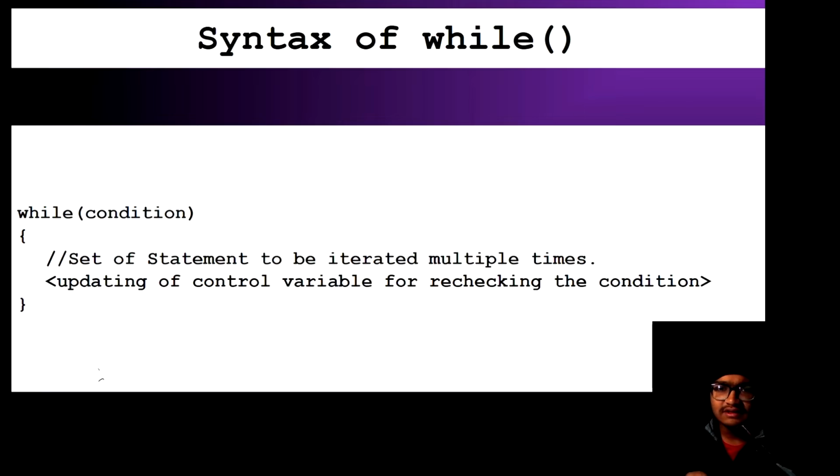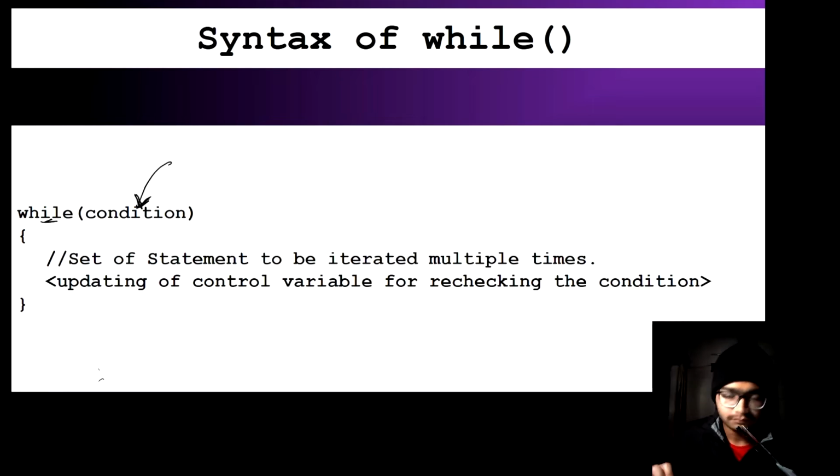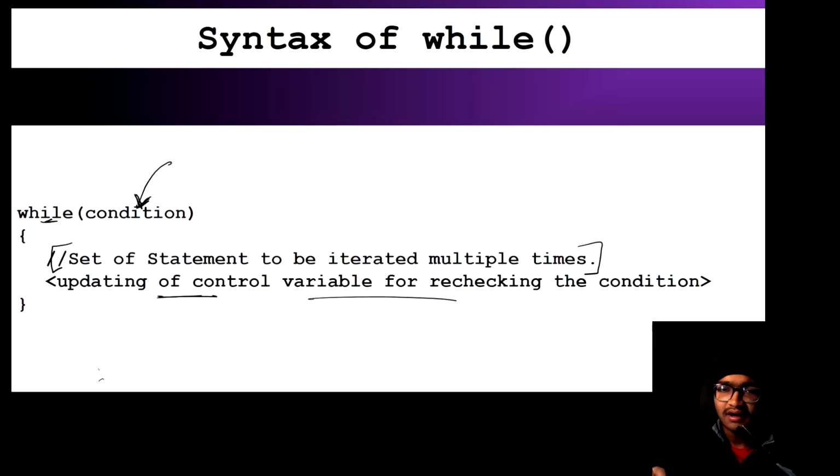So what is the syntax? We have while over here. This is the condition part where we write the condition. Then we write the set of statements, whether it is printf or something else, which is to be executed multiple times. Then we also have a part where we update the control variable for reaching the condition, for checking the condition again. We were doing I++ when we were printing up to 100, so that was updating the control variable for rechecking the condition. So how does the while loop execute?